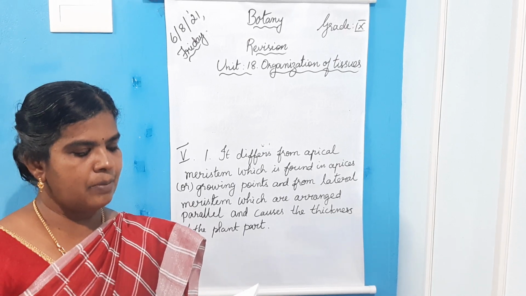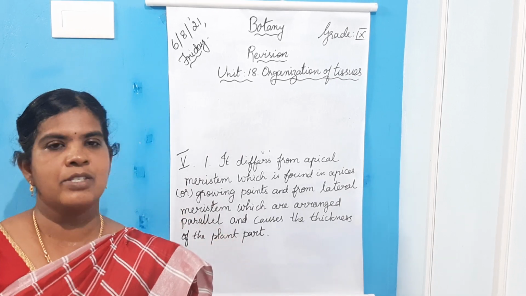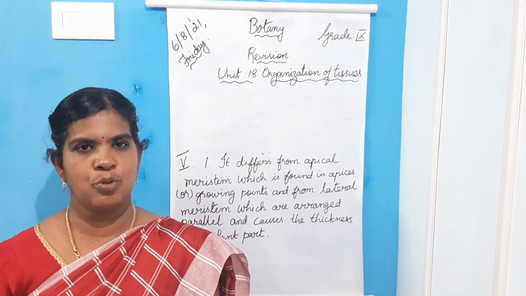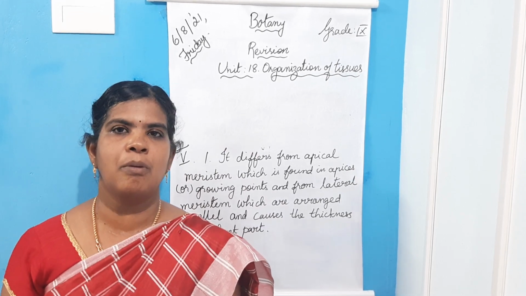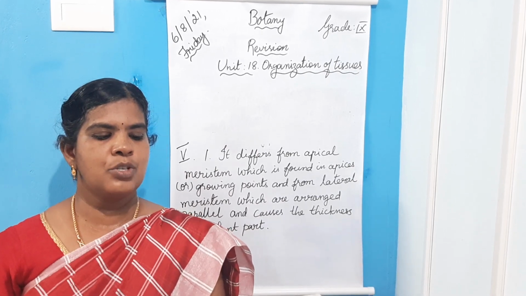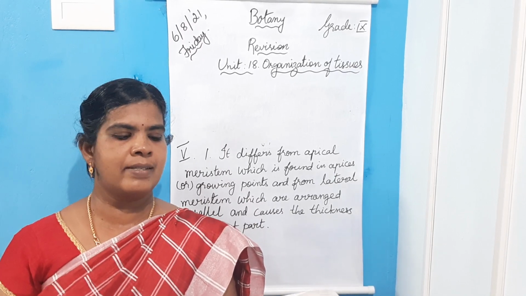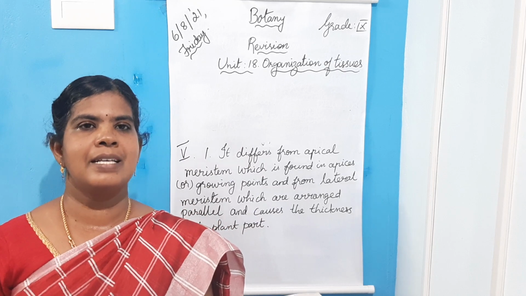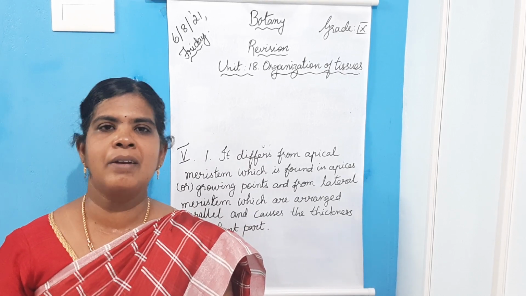Okay. Next one, what is complex tissue? Name the various kinds of complex tissue. Page 212. What is complex tissue? See the heading complex tissue. The tissues which are made of more than one type of cells that work together as a unit. Common examples are xylem and phloem.